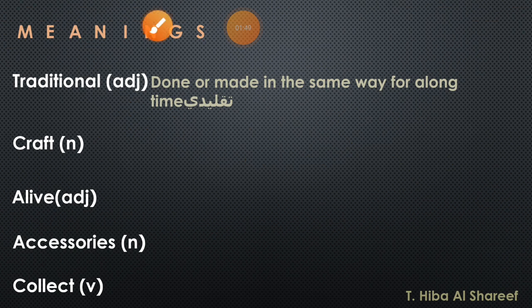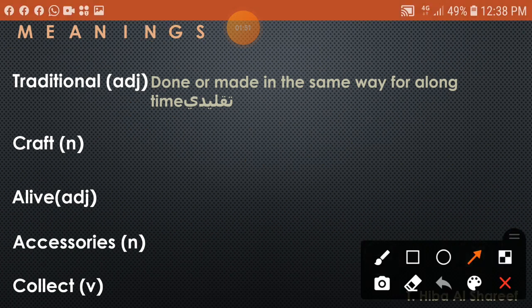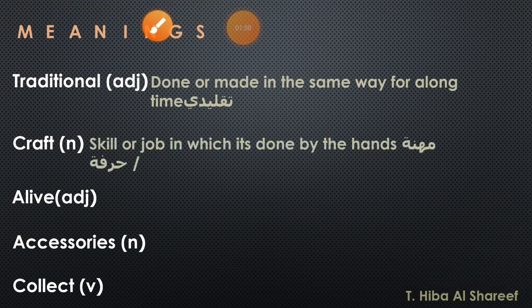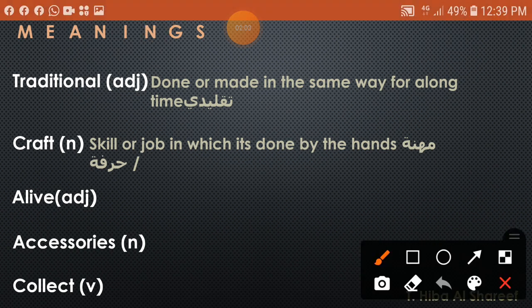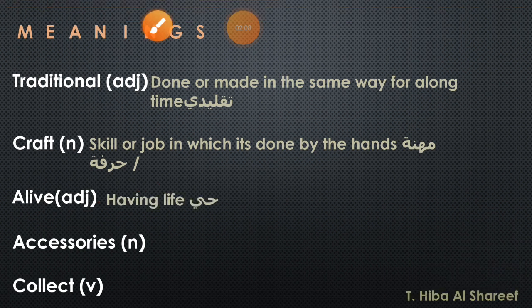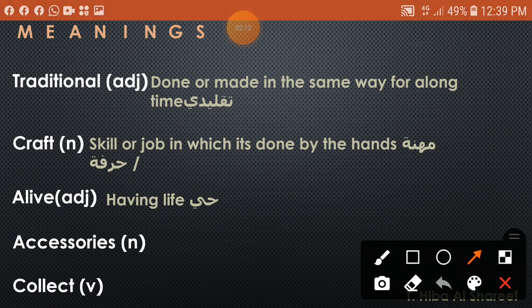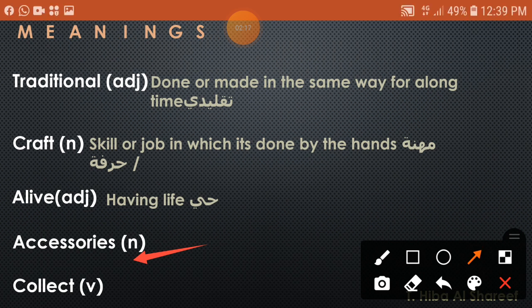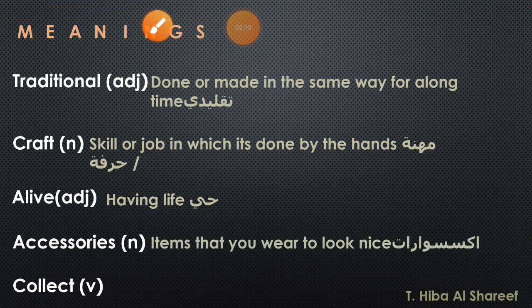Then we have this word, craft. What's the meaning of a craft? Craft means skill or job in which it's done by the hands. Then we have alive. What's the meaning of alive? It means having life. Then we have this, accessories. What's the meaning of accessories? Accessories means items that you wear to look nice.